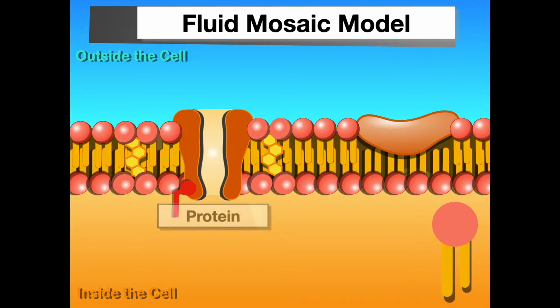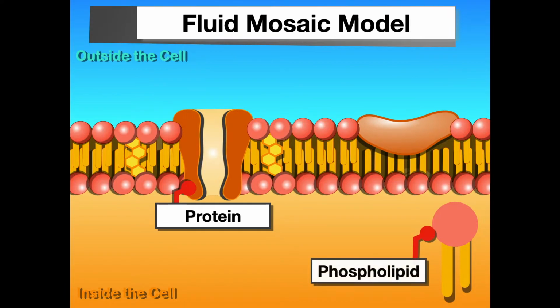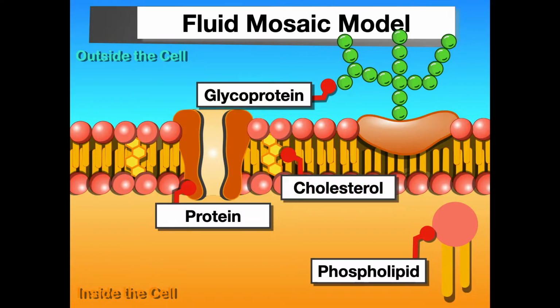The first part in the fluid mosaic model is going to be proteins in the phospholipid bilayer. Obviously, this is made out of phospholipids. That's the majority of the cell membrane. We are going to have glycoproteins, and then the last component here is going to be cholesterol. All 4 of these are going to affect how the cell membrane interacts with the exterior and interior environments of the cell.